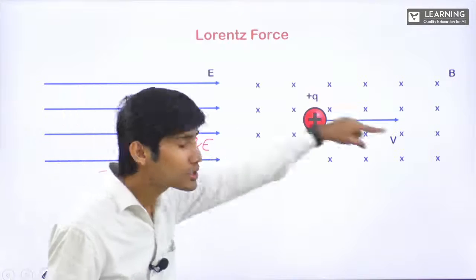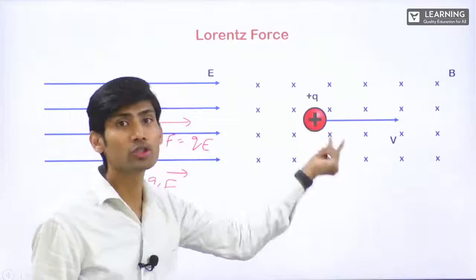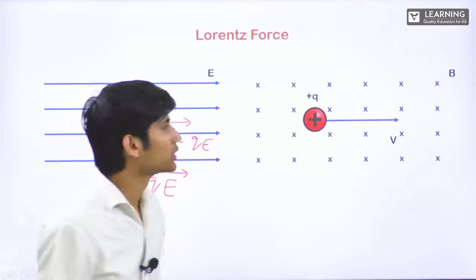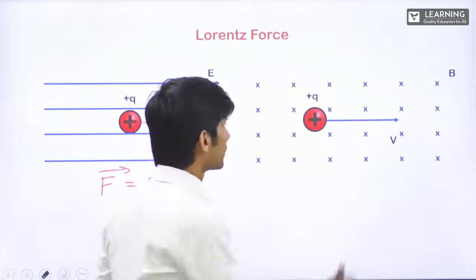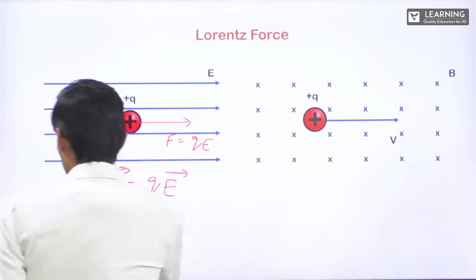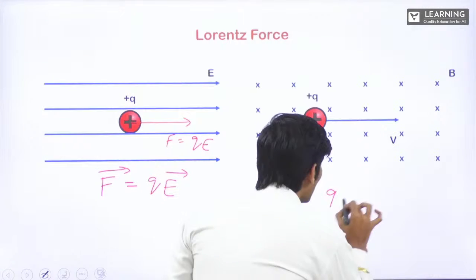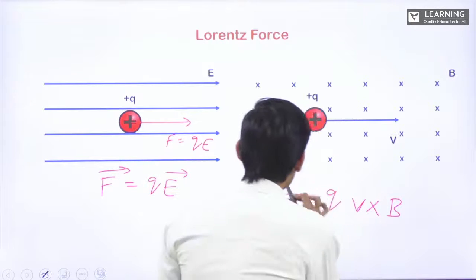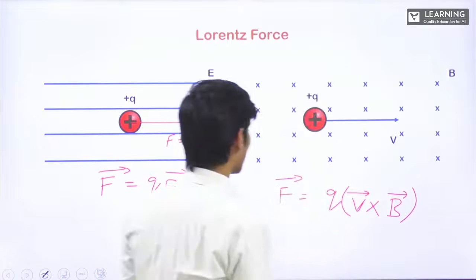When we give a velocity to this charge, when this charge starts moving, it will start experiencing force due to the magnetic field. So what will be the direction of that force? I'll tell you from the formula. The force experienced by this particular charge will be Q V cross B. This is a vector, this is a vector, it is a cross product.